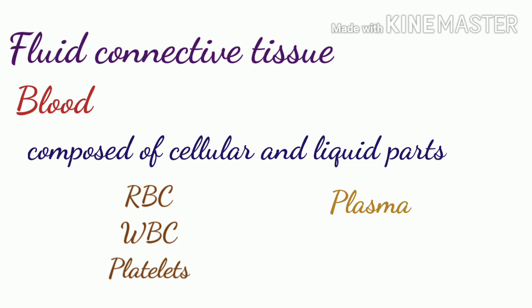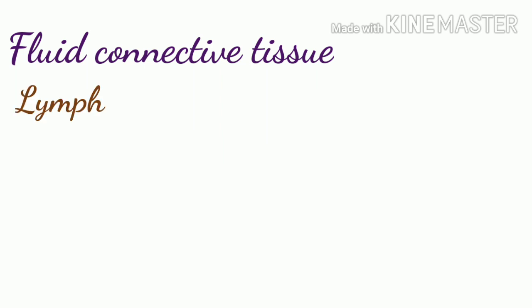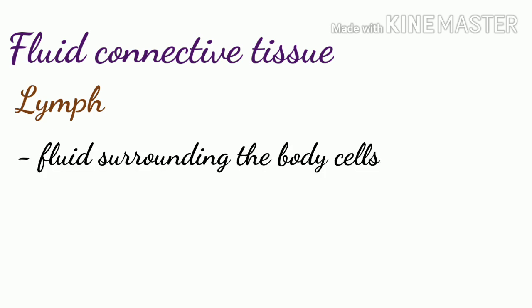The second type of fluid connective tissue is lymph. It is essentially the blood plasma that has oozed out of the blood vessels. It contains white blood cells and not the red blood cells. Both the blood and lymph are mainly concerned with transportation and also with immunity.